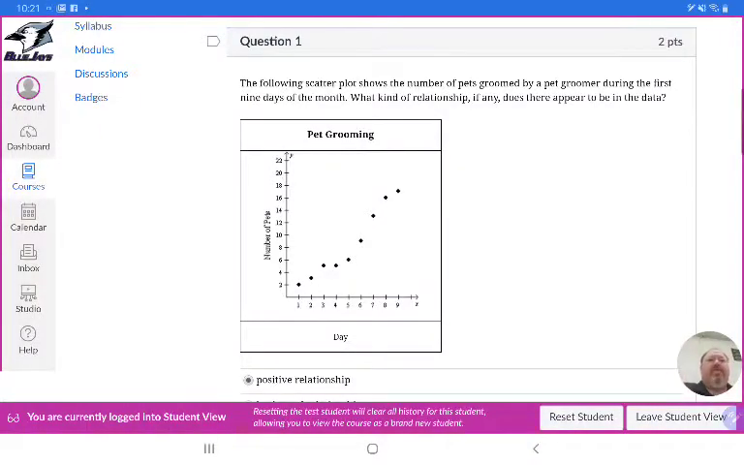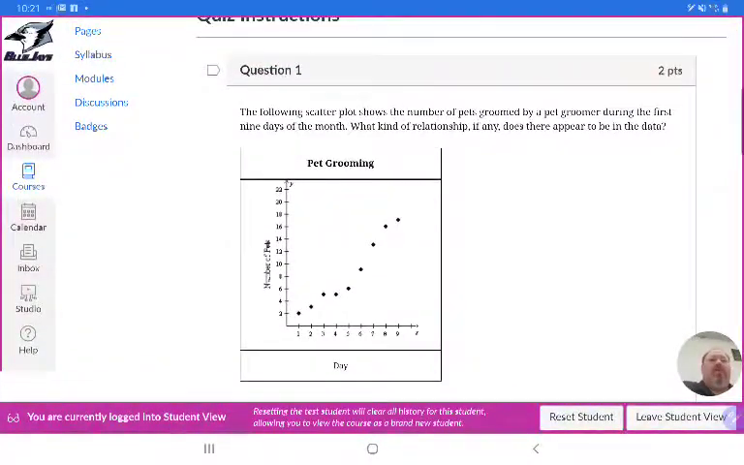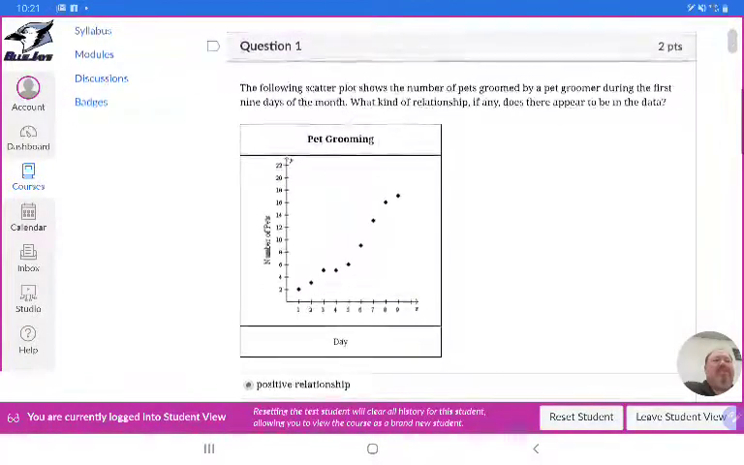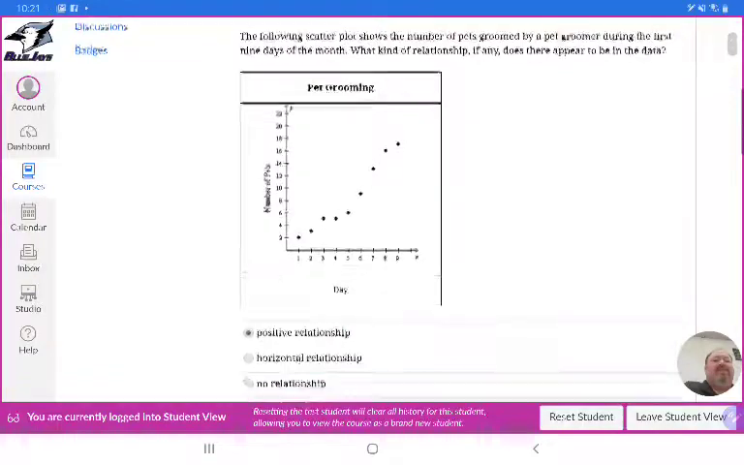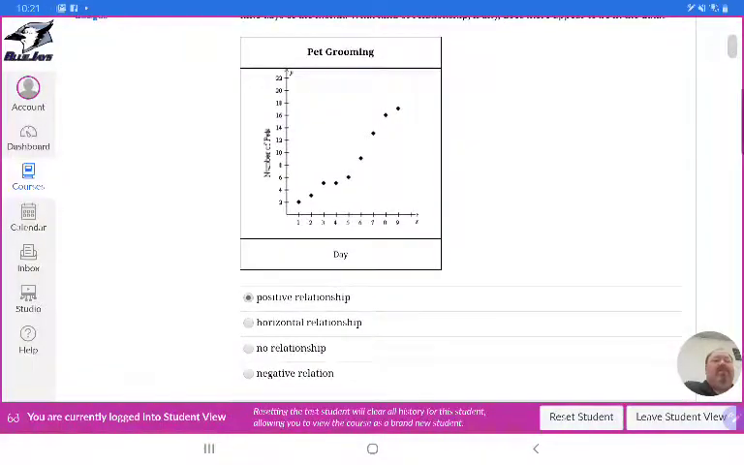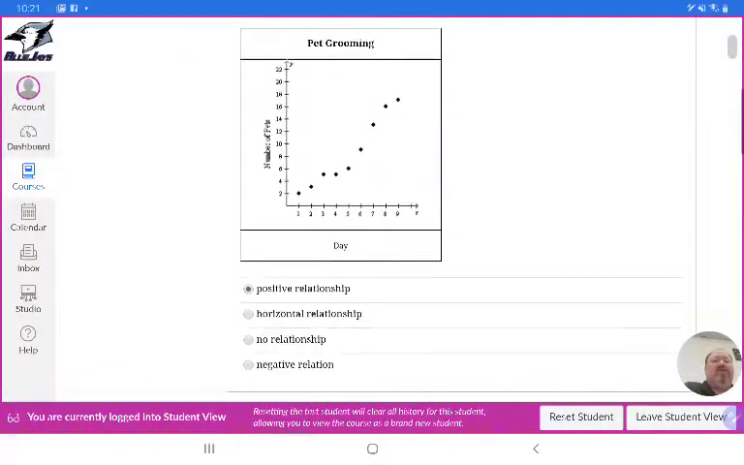All right, so as far as the study guide, question 1, it says the following scatter plot shows the number of pets groomed by a pet groomer during the first 9 days of the month. What kind of relationship, if any, does there appear in the data? So is it positive, horizontal, no relationship, or negative?